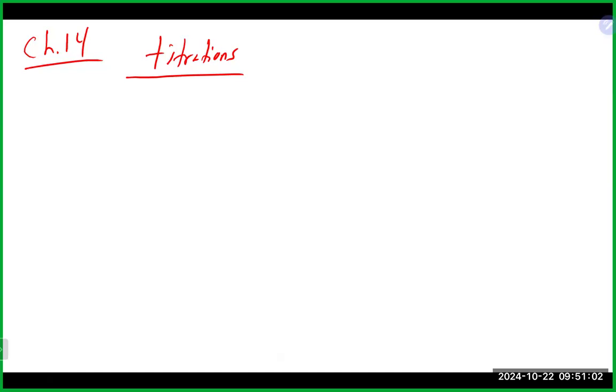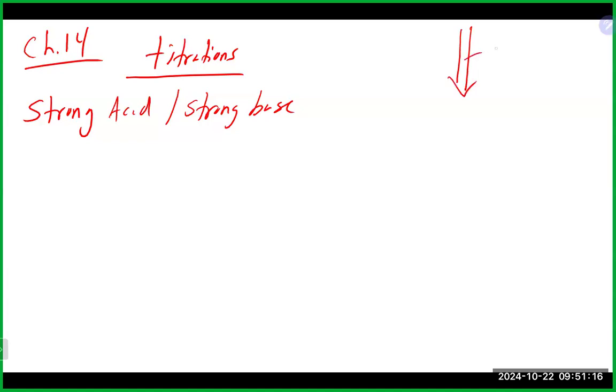We talked about a specific type of titration, which was a strong acid and strong base titration. In this titration, up in the burette we had our base, and we were adding it to our acid. So that was the titration setup. We saw what's referred to as a titration curve.